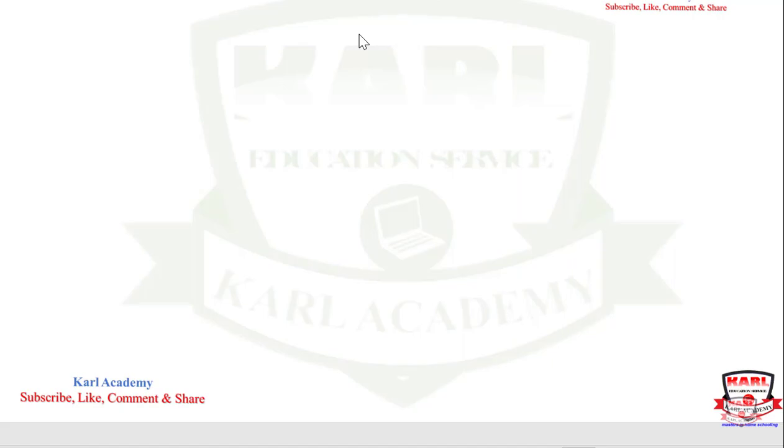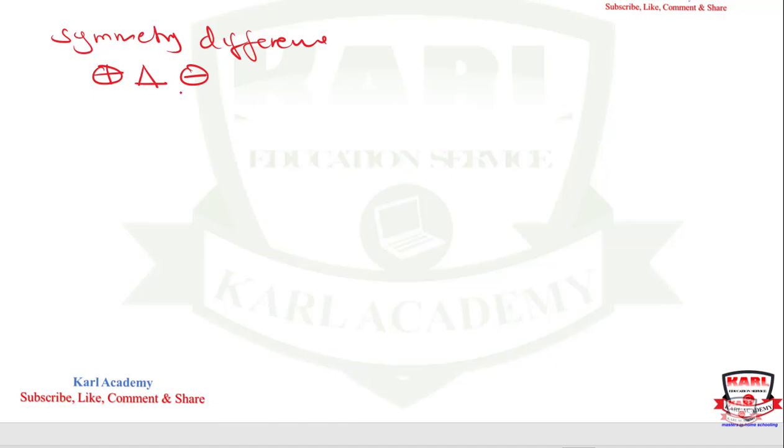We are continuing with the same concept, the symmetric difference, and we want to do some more examples on it. We know that there are around two or three symbols for symmetric difference. The first symbol is that one, then the second one is that one, and the third one might even be that one. Those are the symbols.